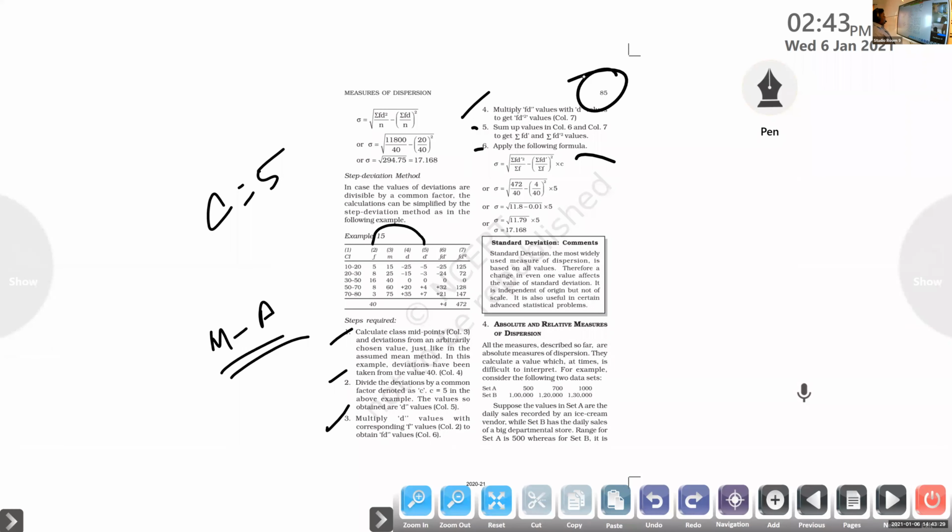Okay, next step to find out the FD dash square. So minus 5 into minus 25, right? Clear or not? Got or not?